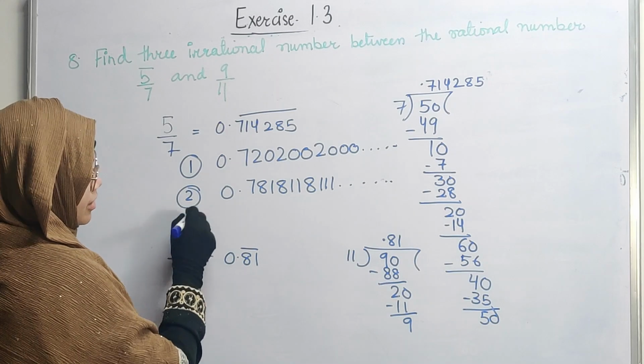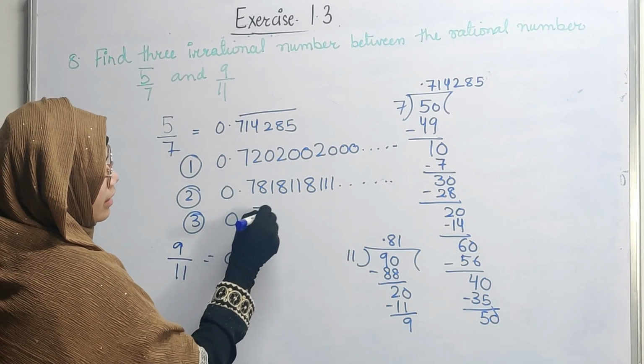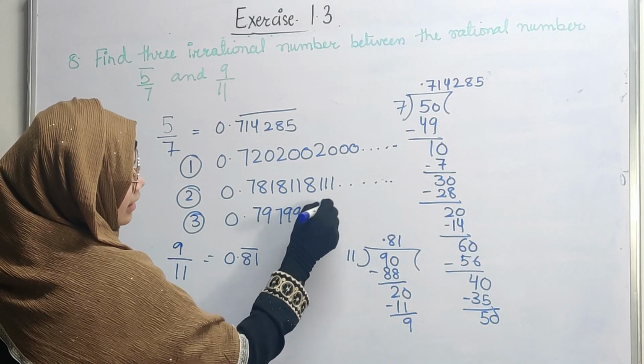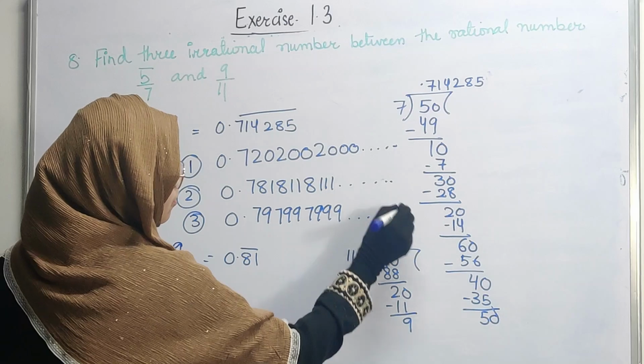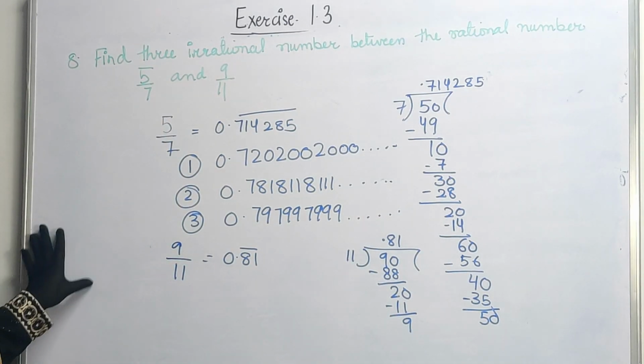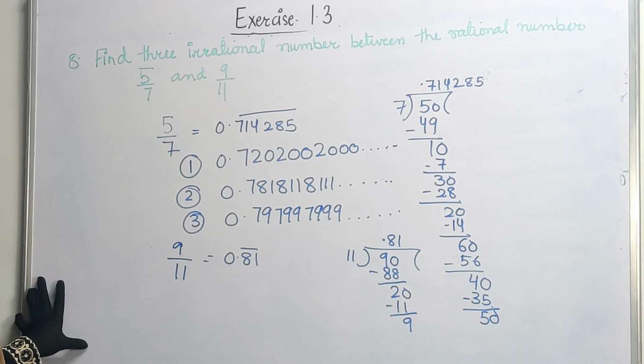And your third irrational number may be 0.79, 799, 7999, and so on. Okay. So this is your question number 8. Moving on to question number 9.